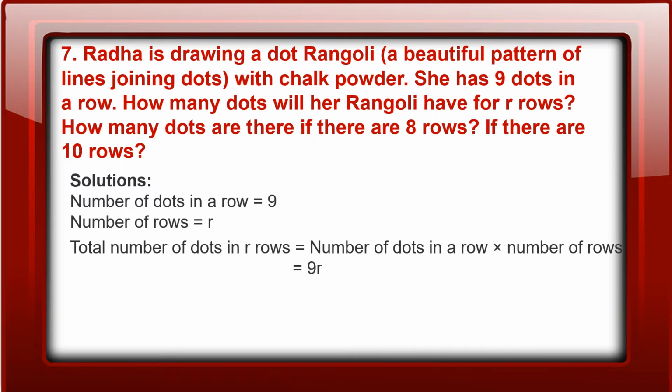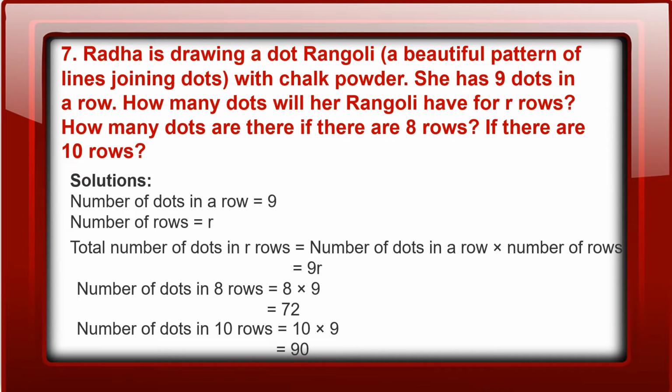9r. Now here we are asked to find for 8 rows. So for 8 rows we should substitute r equal to 8. For 10 rows, r equal to 10. So first let us find for 8 rows. r rows means 9r, and 8 rows means 8 into 9, that is equal to 72. Then 10 rows means 10 into 9, that is equal to 90. So if you know the rule, you can easily find all the answers.